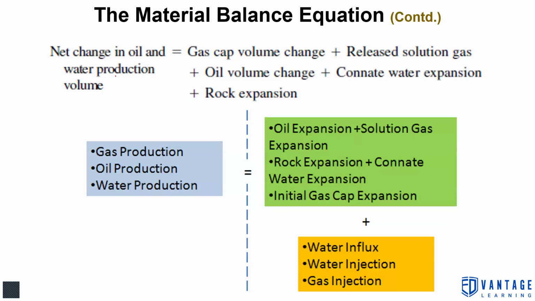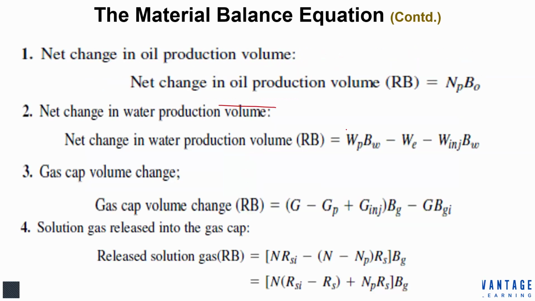So net change in oil and water production volume should be equal to gas cap volume change, released solution gas plus oil volume change, connate water expansion plus rock expansion. To go into more detail, the net change in oil production will be Np into Bo.